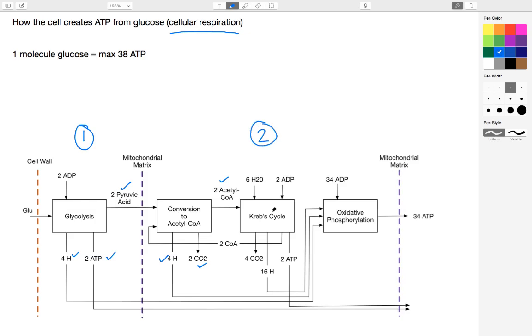So the Krebs cycle is the second major series of chemical reactions that are used to produce energy. The Krebs cycle is also known as the citric acid cycle. And this is probably the most famous or most common series of reactions that you learn about in high school biology and so forth. The Krebs cycle will take these 2 acetyl-CoA molecules, 6 water molecules, and 2 more ADP molecules, and then it will convert them into a variety of outputs. It creates 4 carbon dioxides, 16 hydrogens, and 2 recharged ATPs.